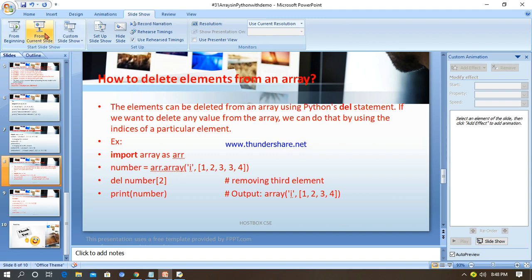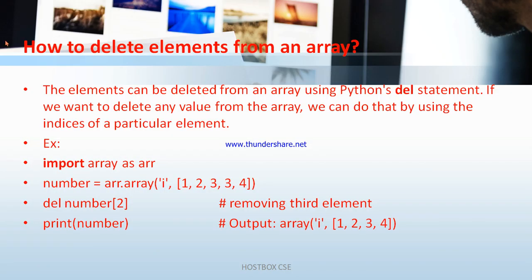Now, how to delete elements from the array, remove or delete elements from the array. It's also so simple and easy. I have one small program where the elements can be deleted from an array using the Python del statement. So if you want to delete any value from the array, you can do it by using the indices of the particular element.